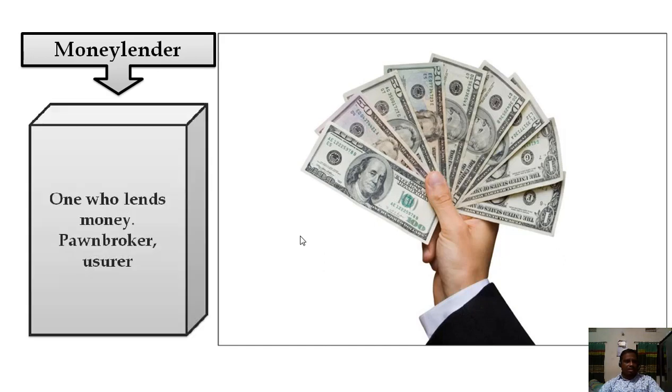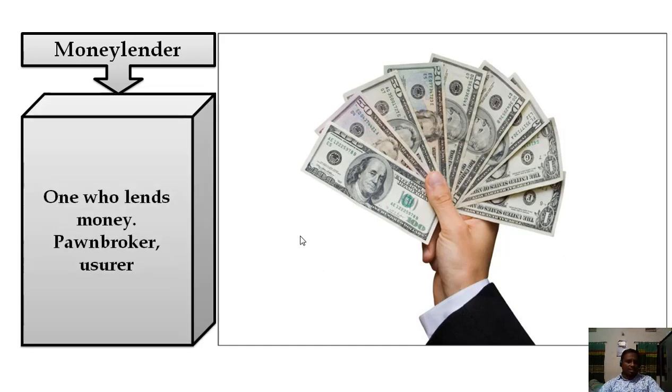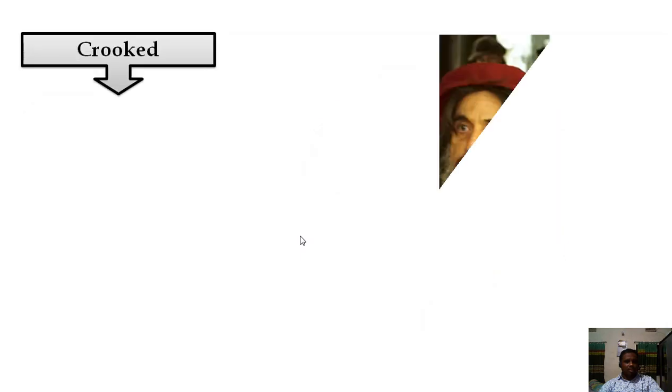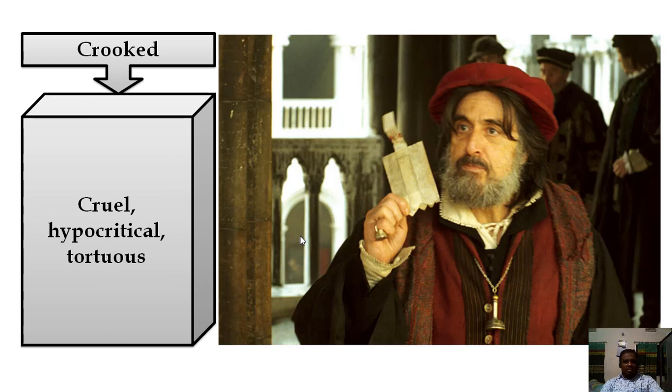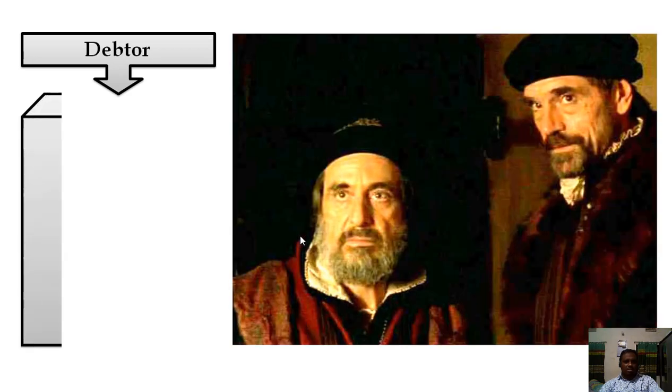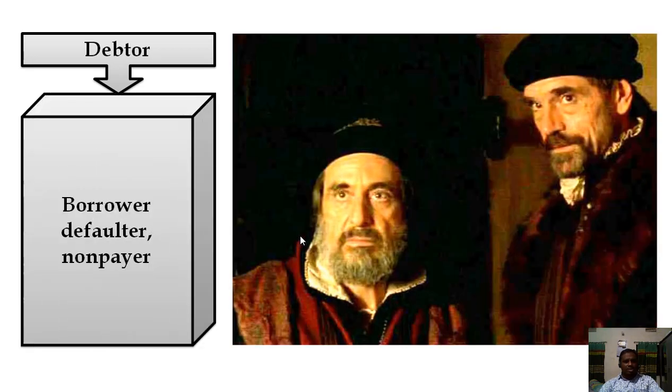Moneylenders: one who lends money, or you can say usurer, pawnbrokers. Crooked: cruel, hypocritical, tortures. Debtor: borrower, defaulter.